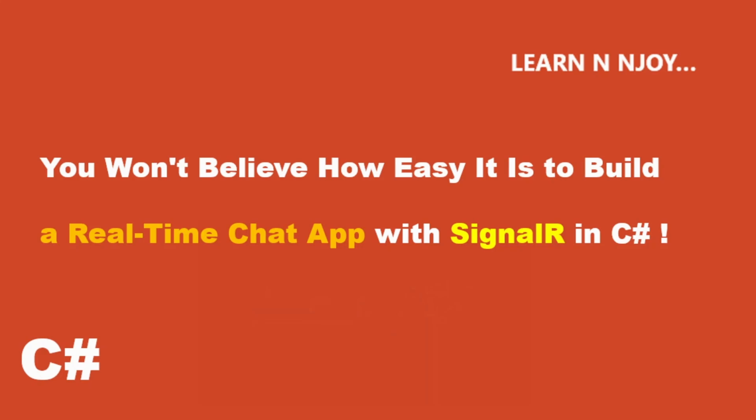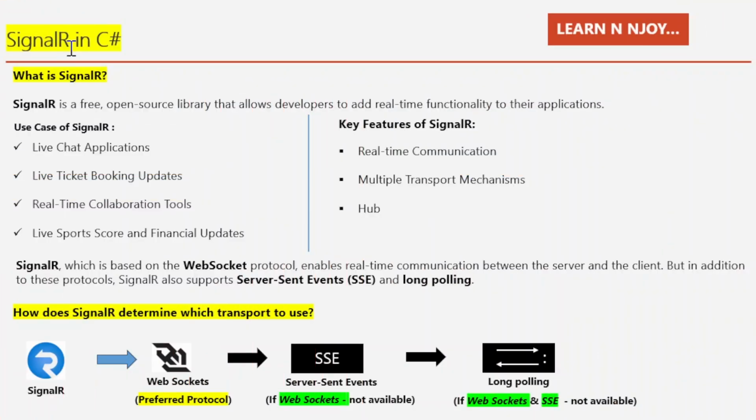Okay. Without any further delay, let's get started. SignalR in C#. Let's start by answering the big question: what is SignalR? In today's modern world of applications, real-time communication is no longer optional. It's expected. Whether it's a chat application, live notifications, or multiplayer games, users want things to happen in real time.